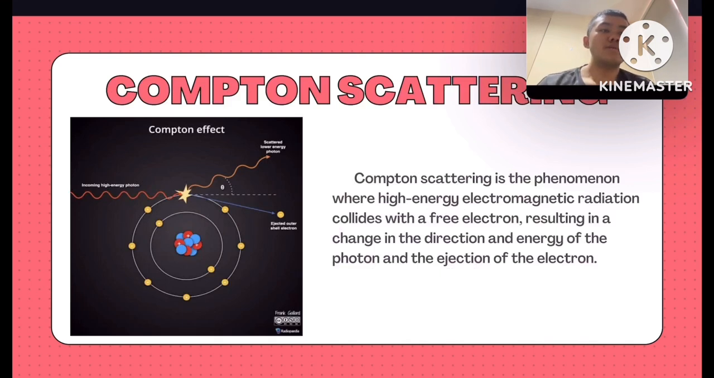The next topic is Compton scattering. Compton scattering is the phenomenon where high energy electromagnetic radiation collides with a free electron, resulting in a change in the direction and energy of the photon and ejection of the electron. From this picture, you can see a high energy photon clash with an electron in the outer shell, and the photon will bend from its way by angle θ, and the electron will be removed from the shell too.